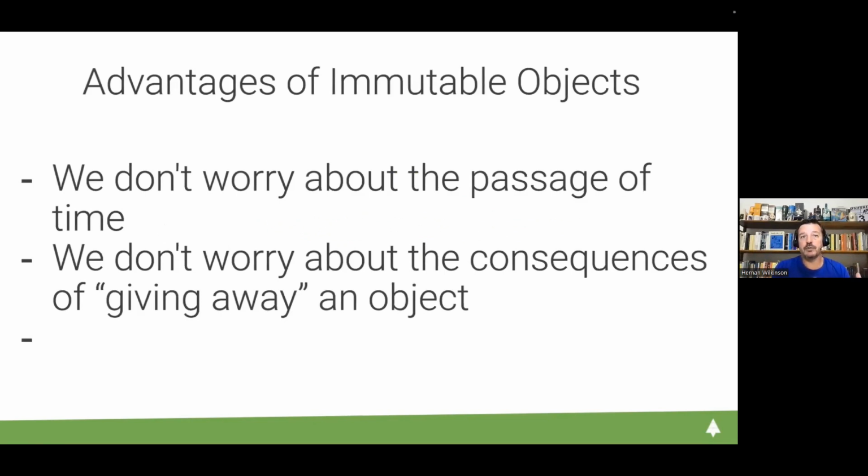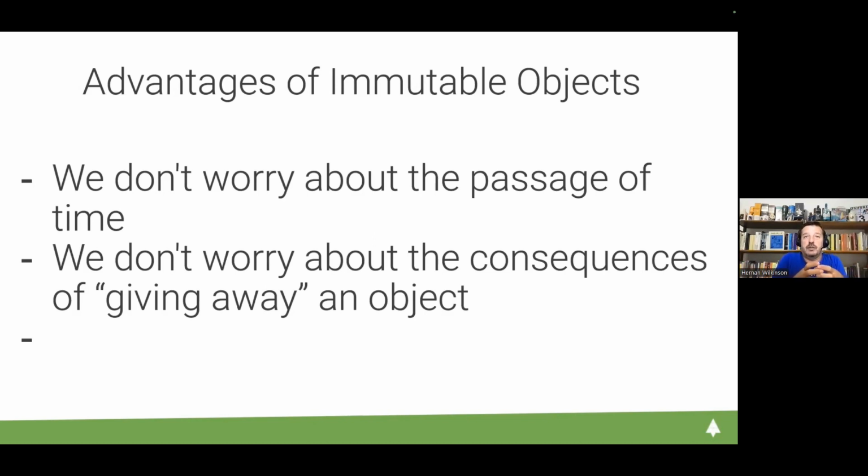Having immutable objects gives us a lot of advantages. The first one is that we don't have to worry about the passage of time anymore. We don't have to worry how an object will change, because when an object changes, the problem is how it impacts the other objects that are related to it, that are coupled to it. So we don't have to worry about the consequences of giving away an object, for example.